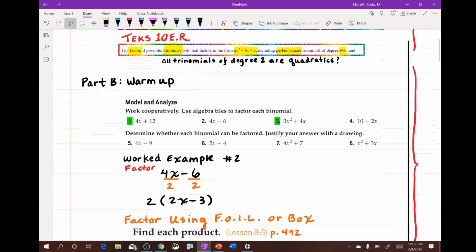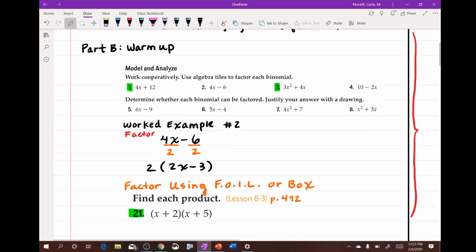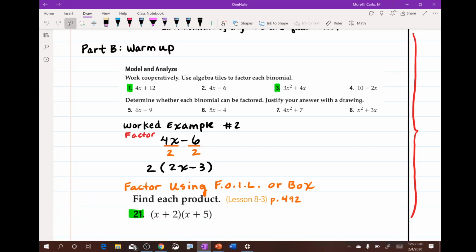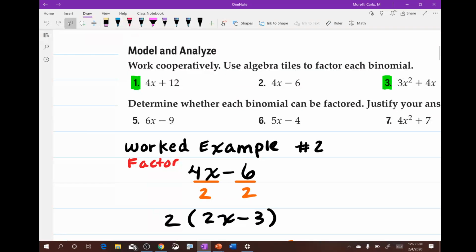So let's go through these warm-up problems. Today you're going to learn how to do all the cool stuff you've been wondering about all year. Factor quadratics and solve quadratics. This is the big part of Algebra 1. So let's get through these little warm-up problems.